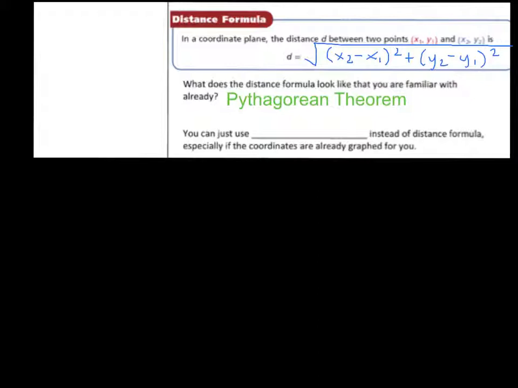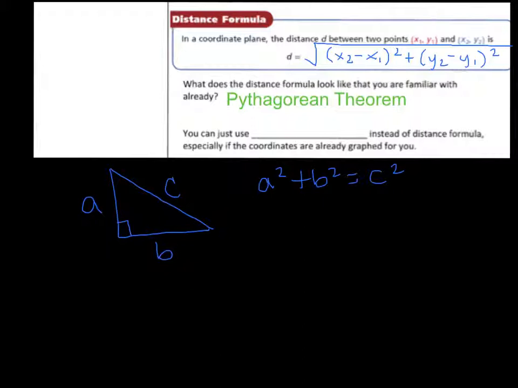So let's review the Pythagorean theorem real quick. Remember, that's the theorem you used with right triangles, where you called the legs a and b, and your hypotenuse was c. The formula said that a squared plus b squared is equal to c squared. If you were trying to find the value of c, you would need to take the square root of all of this. So it would wind up being the square root of a squared plus b squared, equal to the value of c. That's what we're working with right now.